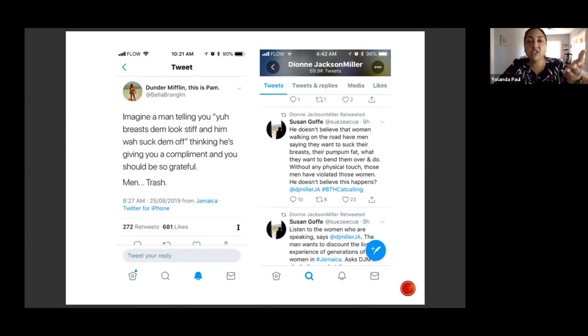So the first person said, imagine a man telling you your breasts then look stiff and he more suck them off, thinking he's giving you a compliment and you should be grateful. And I know that there are a lot of people who think that those things are compliments. And I think that maybe over time as part of culture, because we have never corrected persons who say these things to us and never said to them that we're uncomfortable, they just think it's normal. But ladies and gentlemen, it is very, very important. If someone says something to you, does something to you that makes you uncomfortable, it is very important to articulate to them and to tell them that you are uncomfortable with it.